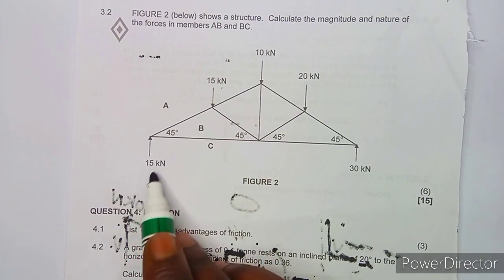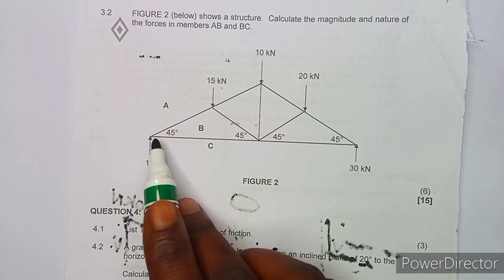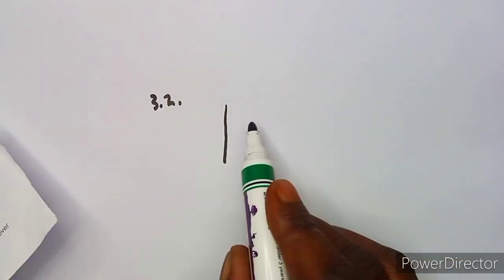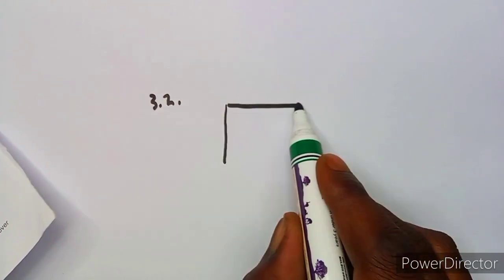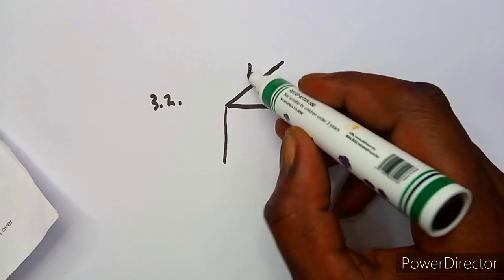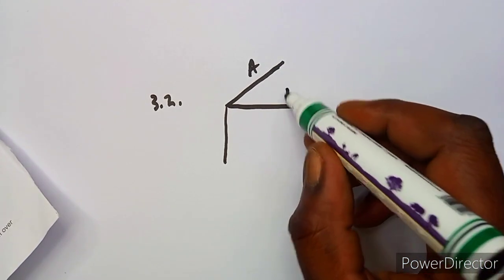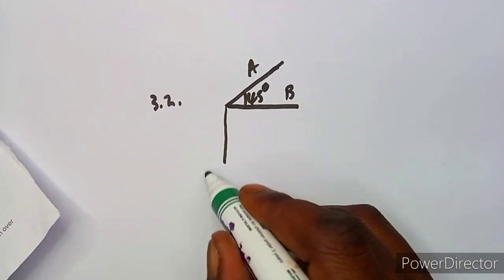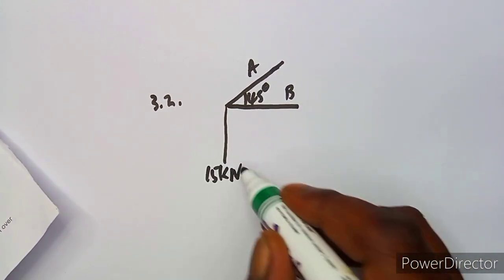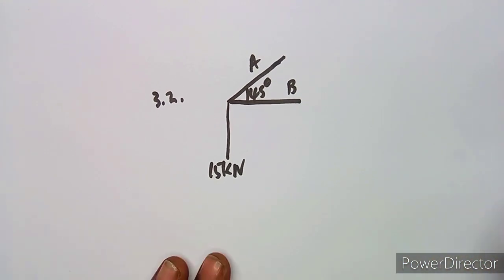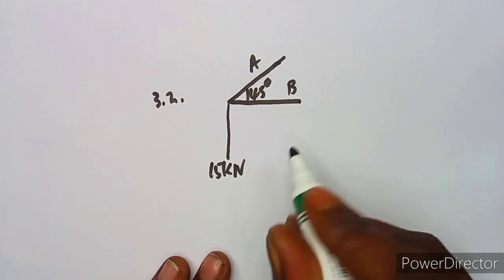This is the 15 kilonewton, which is a support. Then I have A and B, with an angle of 45 degrees like that. So I'm just going to indicate it like this. This is my A here, this is my B, something like this, and there's an angle of 45 degrees. And I have 15 kilonewton. So if you cross-check, guys, this question actually repeats in the same manner. So in this case, you're going to use the upward forces.